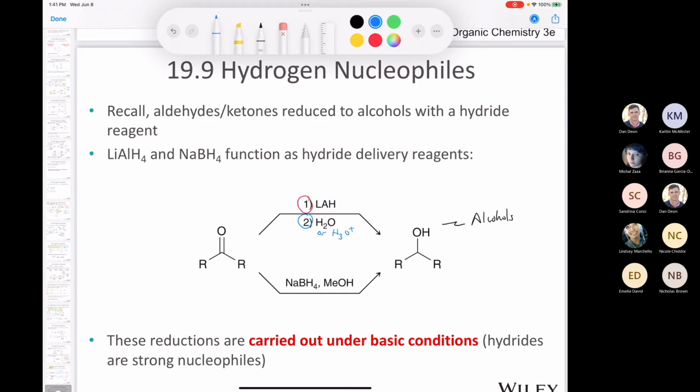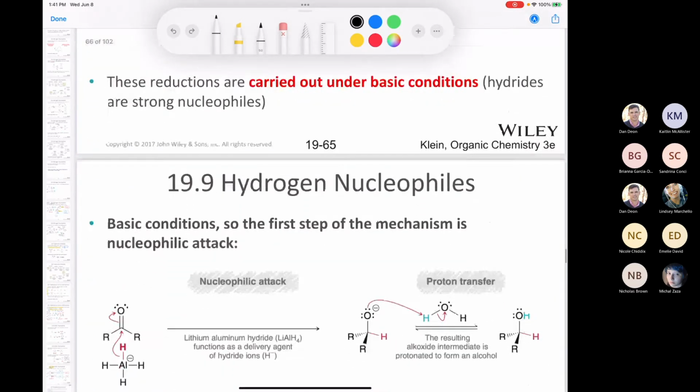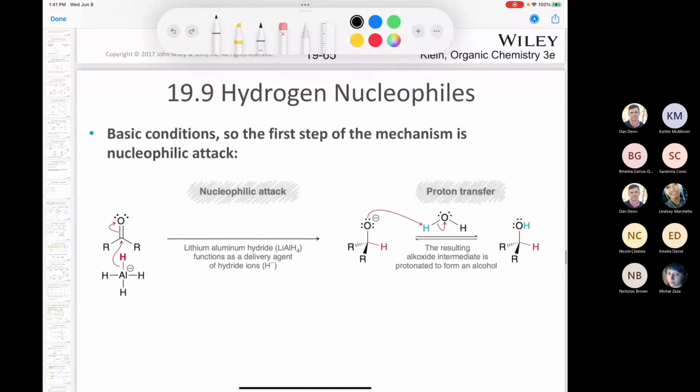And then sodium borohydride is a weaker reducing agent, so it's just one step. You just put in the sodium borohydride in methanol or ethanol or water, and there's probably other solvents that will work too. And it says here that these reductions are carried out under basic conditions because hydrides are strong nucleophiles. So the first step is nucleophilic attack. If we're in basic conditions, we don't need to protonate the carbonyl first. Here's our hydride. They chose to use aluminum hydride. It comes in, we add the hydride, we make a tetrahedral intermediate, and then it undergoes a proton transfer in the second step.